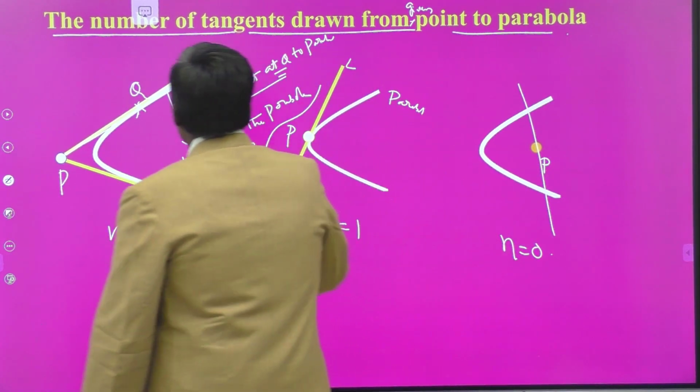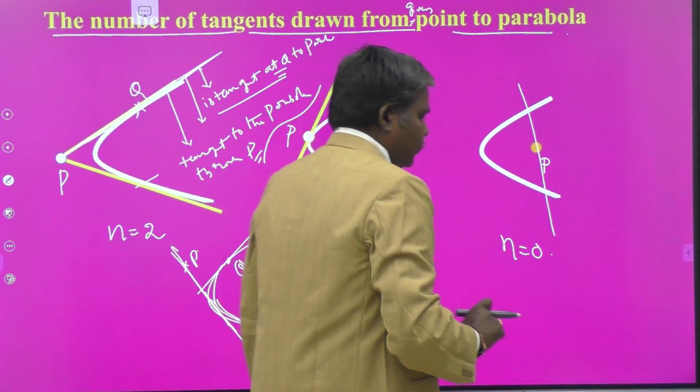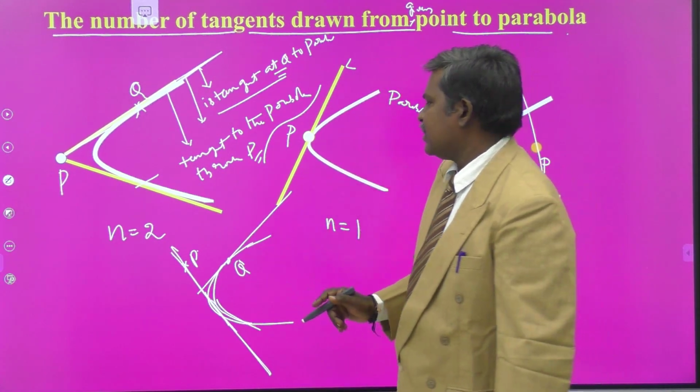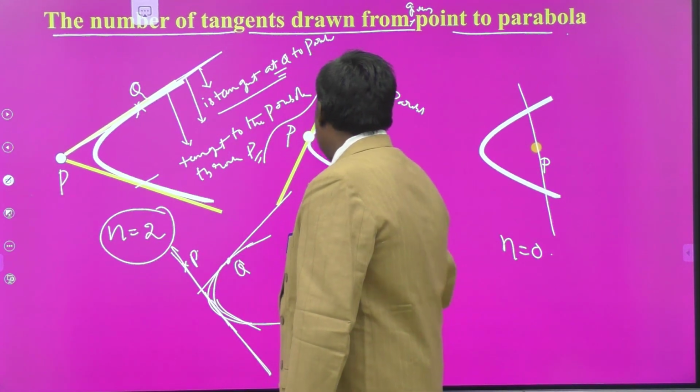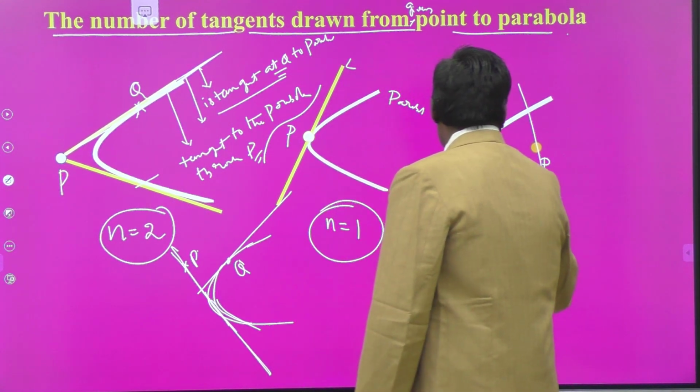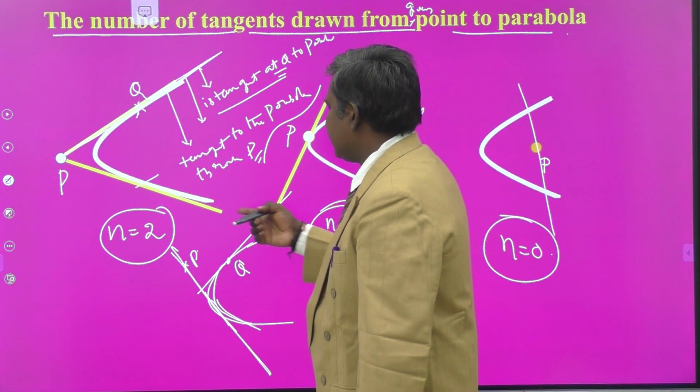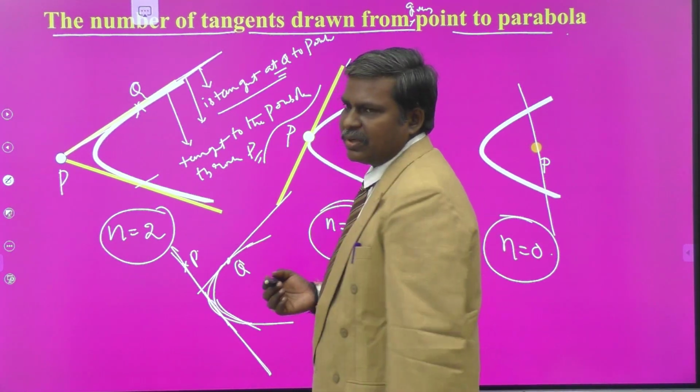So these are the different positions of the points and their corresponding number of tangents: N equals 2, N equals 1 and N equals 0. So theoretically, how can you show that this is 2, this is 1, this is 0? Let us see.